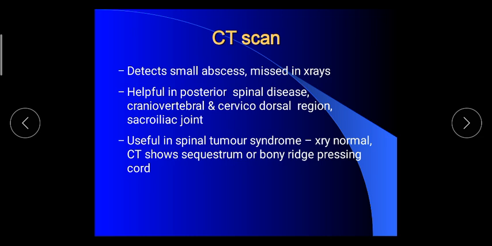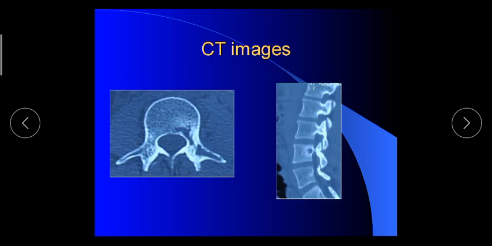And they are also useful in spinal tumor syndrome, because the X-ray is normal here, but CT can pick up sequestrum and bony ridge which are pressing the cord. This is the CT image. You can see the transverse process and the body of the vertebra affected by tuberculosis, and X-ray cannot detect this. Here also you can find small destruction of the bone which can be missed in the X-ray and picked up in the CT.